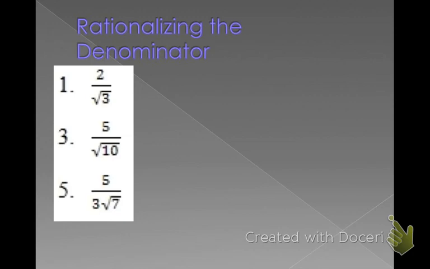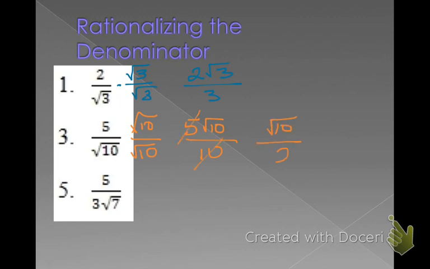So here's an example. 2 over root 3, multiply them both, and we get 2 root 3 over 3. 5 over root 10 becomes 5 root 10 over 10. These two numbers simplify so that we get root 10 over 2.